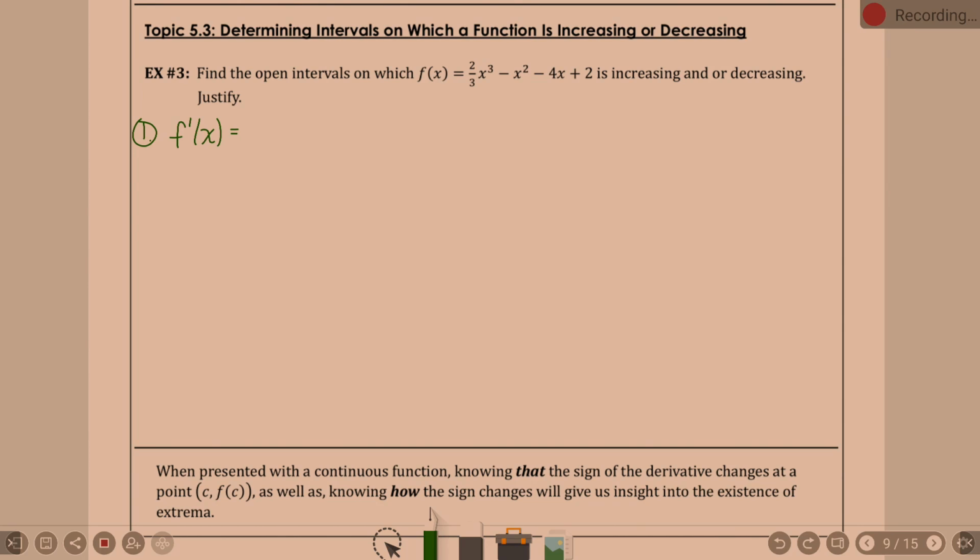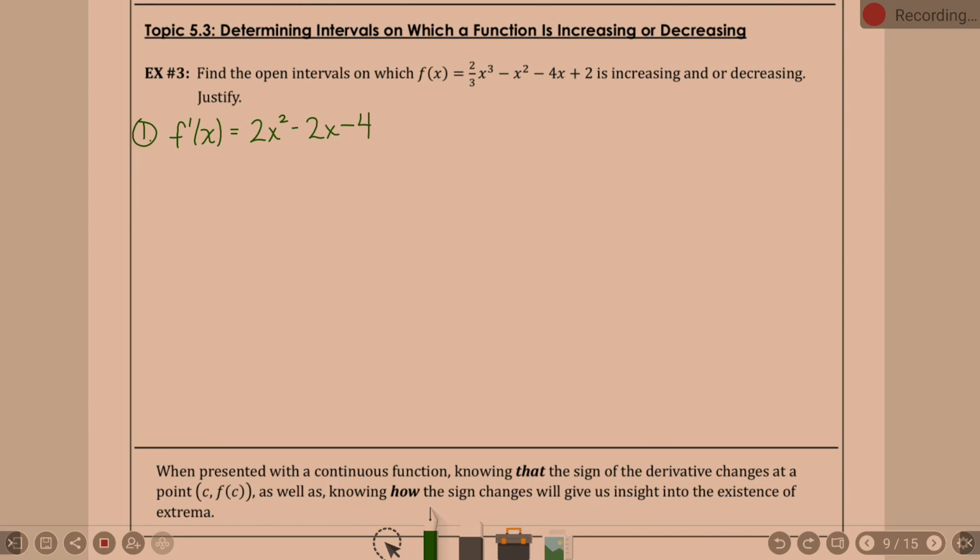F prime of x is what? 2x squared. Mario, I agree. Okay. I wrote my derivative down. You check.